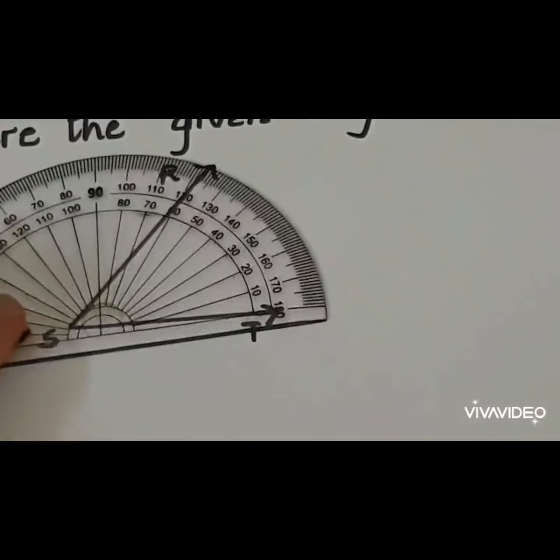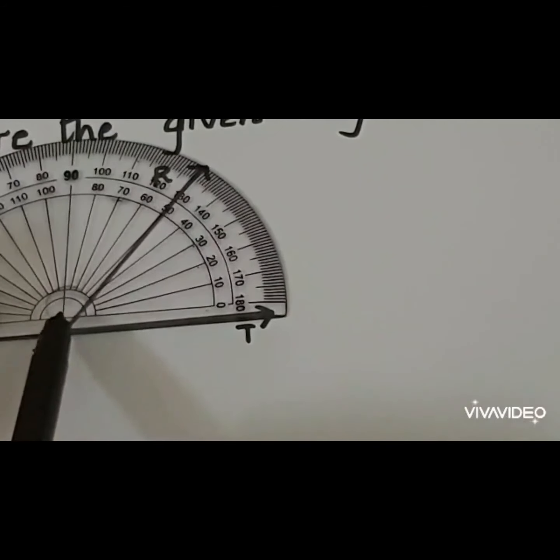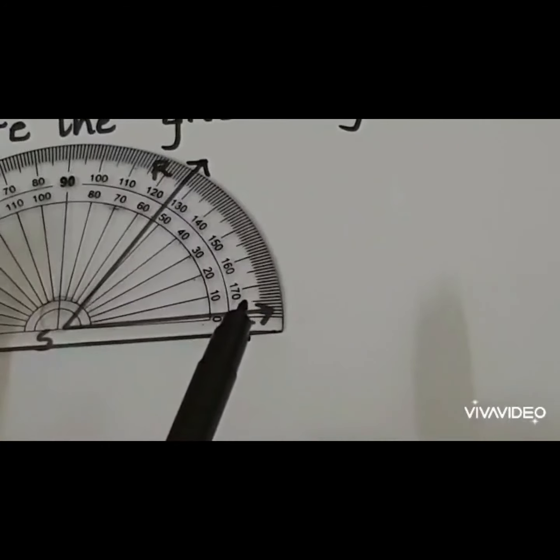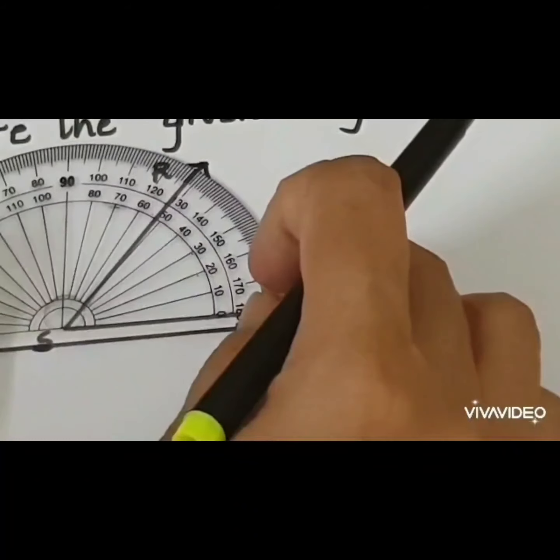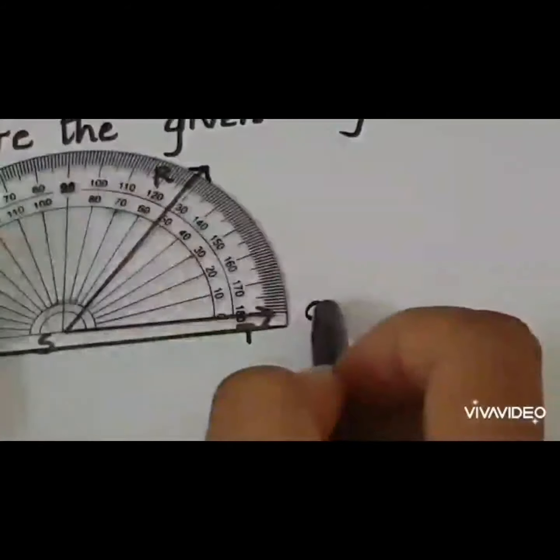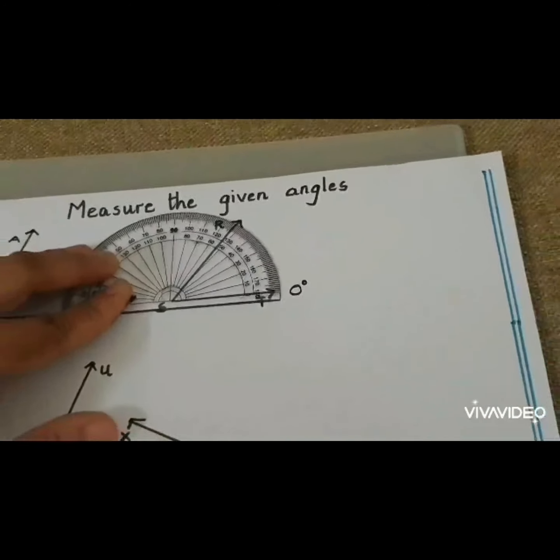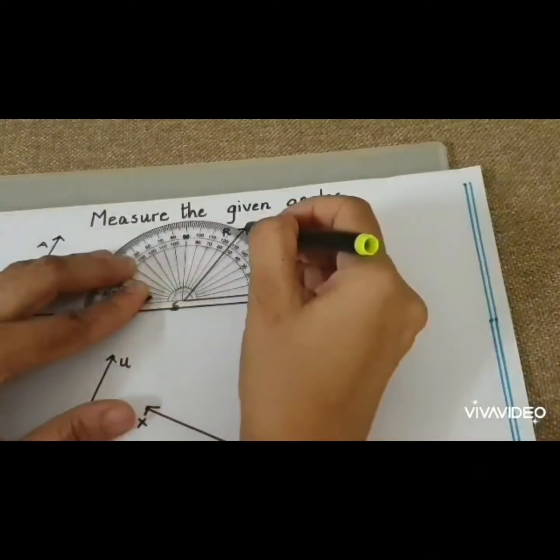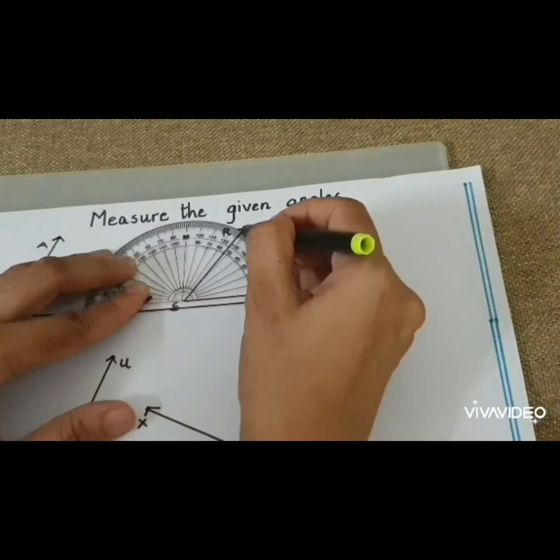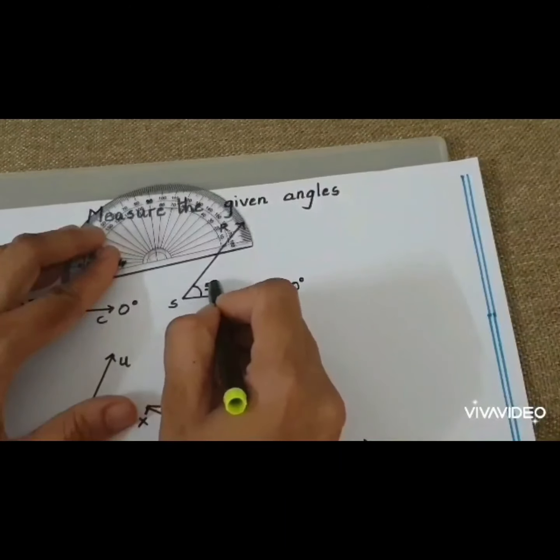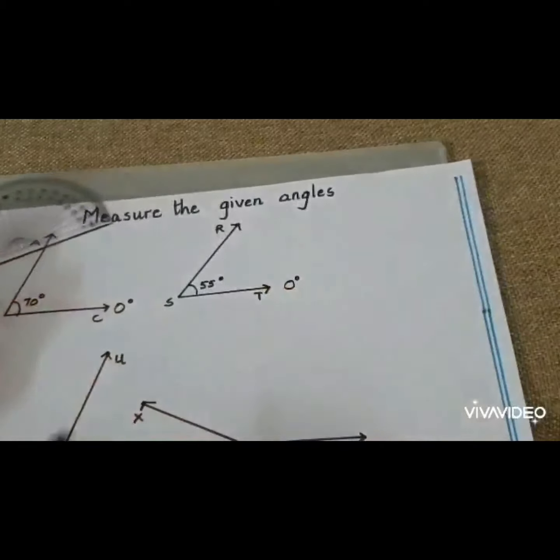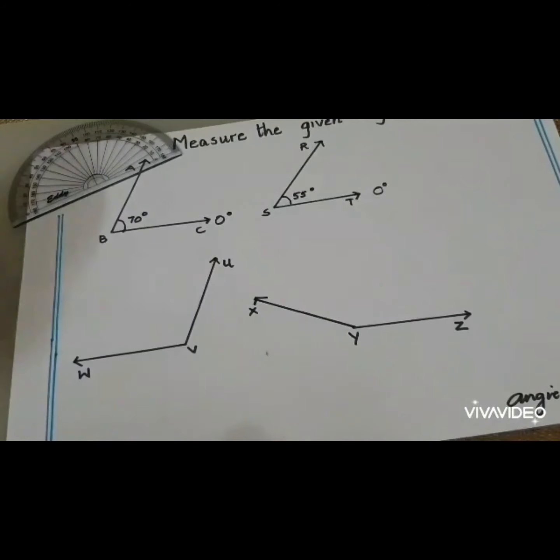Let us look at angle RST. Now in angle RST, once you have aligned the center with the vertex, check which degree marked on the protractor is aligned with the second arm of the angle. Once you have done that, you will mark the measure of the angle. In this case, it is 55 degrees.